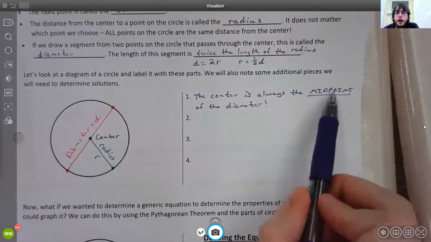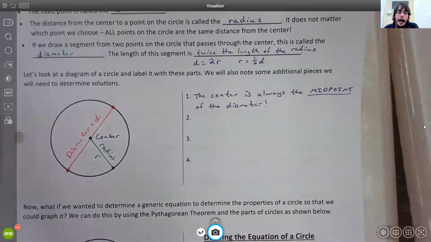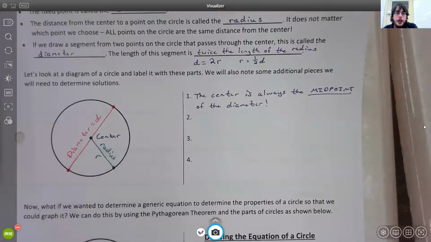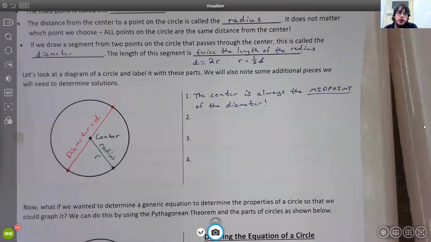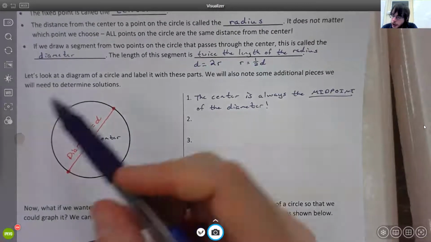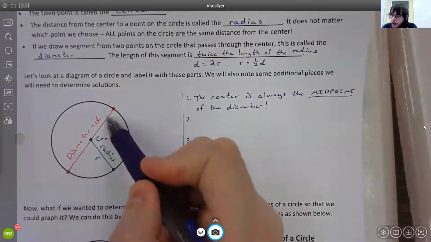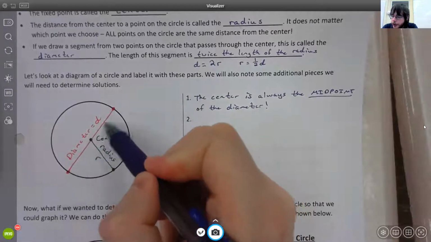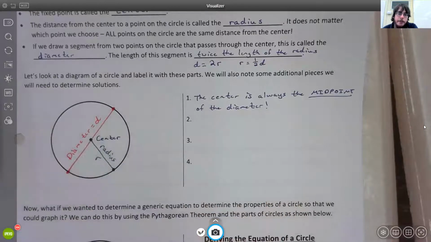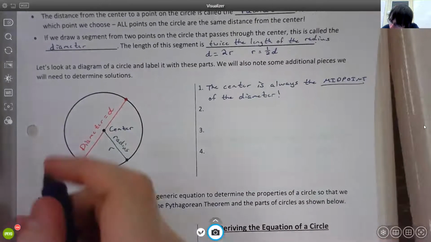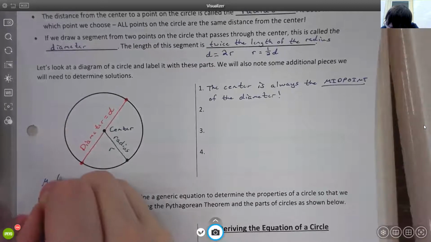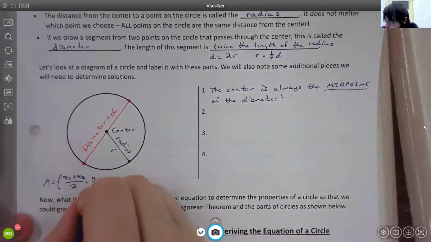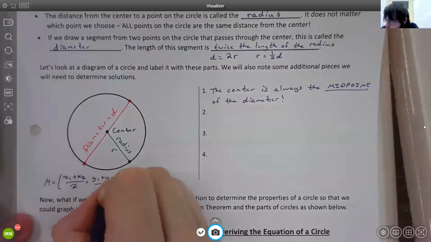So remember, midpoint means that it is halfway along the line segment. Okay, it's in the middle of the line segment. It cuts that segment into two congruent parts. So for instance, here you have the diameter. At your center, you can see there's an equal amount of the diameter on this side as there is this side. Okay, and what we'll need in a future video, the midpoint formula, x1 plus x2 over 2, comma, y1 plus y2 over 2.